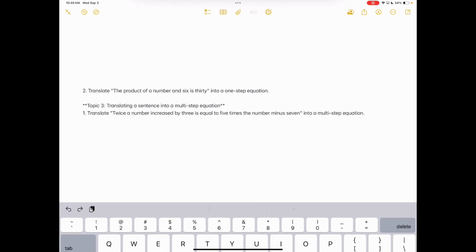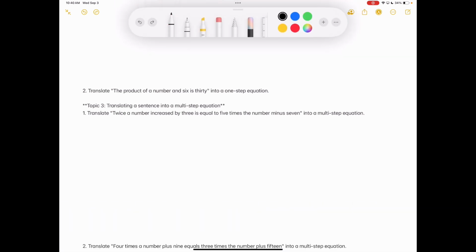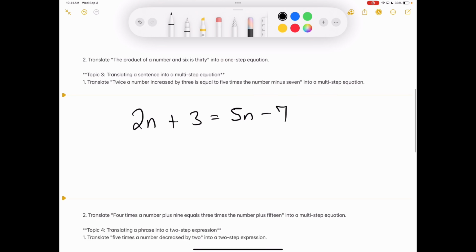All right, here's a longer one. Twice a number increased by 3. And you see, like every word I'm writing something. Twice a number, so that means you're taking it 2 times a number, increased by 3, plus 3, equals 5 times a number. 5 times the number, so you know it's the same variable, it's not a different variable, minus 7. Okay, so most of the time they're not going to have you do multiple variables on these, but every word you're going to write something that accounts for something there.